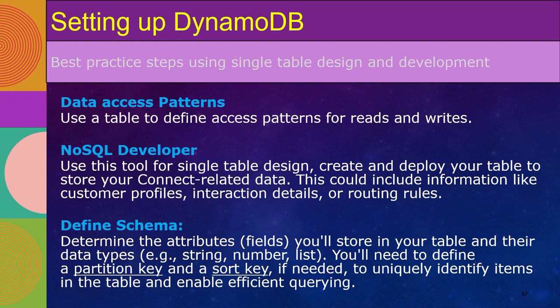So a little bit of learning curve, but once you get into it, it should be part of your everyday practice. Okay, now this define schema determine the attributes, the fields you'll store in your table, and their data types. Are they string? Are they number? Are they list? You need to define a partition key and sort key, if needed, to uniquely identify items in the table and enable efficient querying. So there's a lot going on here.